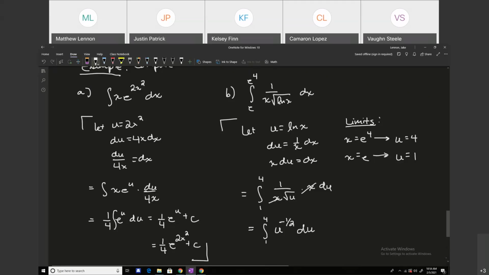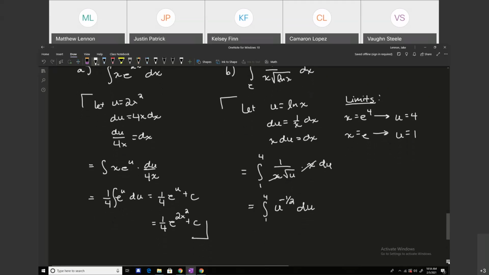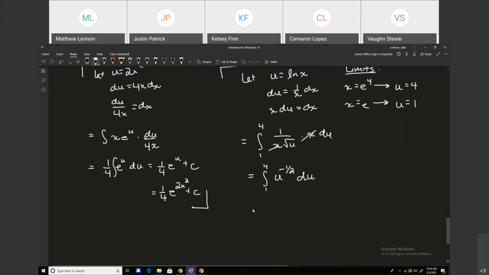And again, we're going to use the power rule here like we did before. So maybe I'll spell that out in a little more detail. What would we do? Well, we'd add 1 to the negative 1/2. So this would be u to the negative 1/2 plus 1 divided by negative 1/2 plus 1 from 1 to 4. Well, that's going to be u to the 1/2. And then we're dividing by 1/2, which is the same thing as multiplying by 2.